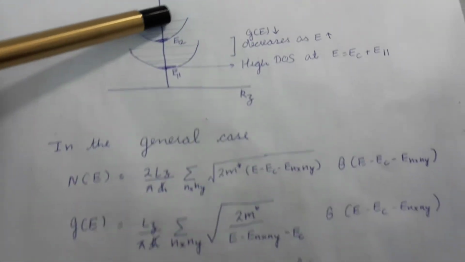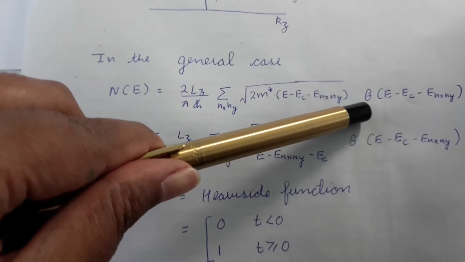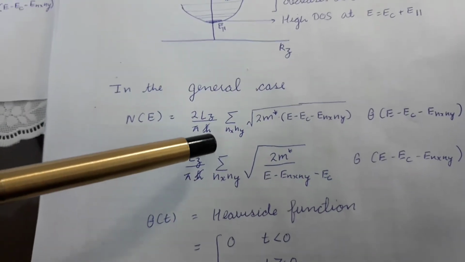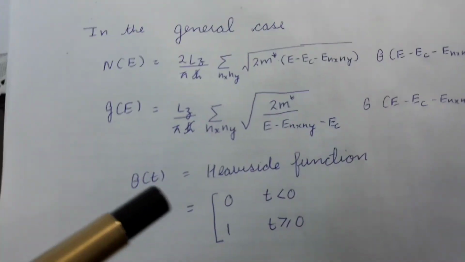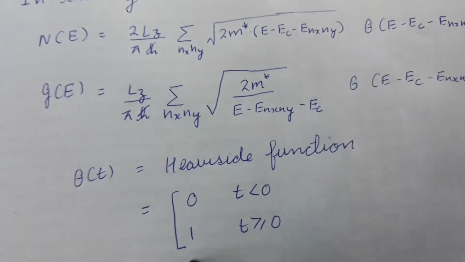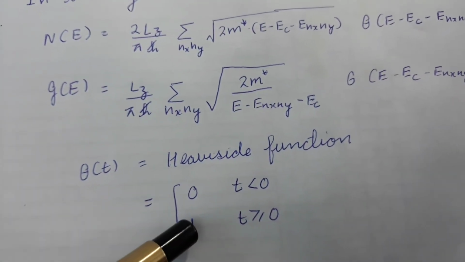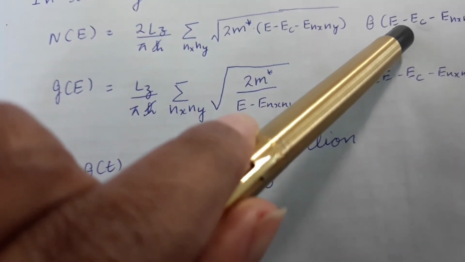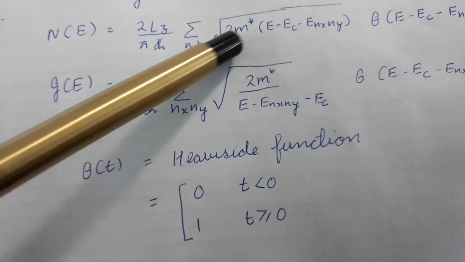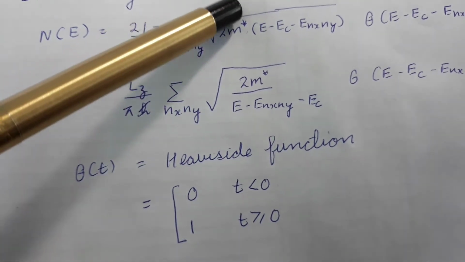And in the general case, you can multiply it with some Heaviside function, so that the replication of the function can take place at each value of energy. So this Heaviside function is such that if it is less than that particular energy, it will be 0, and if it is greater than that particular energy, it will be 1. So it will change between 0 and 1, giving you a kind of a function which first has some value and then it decreases. Okay.